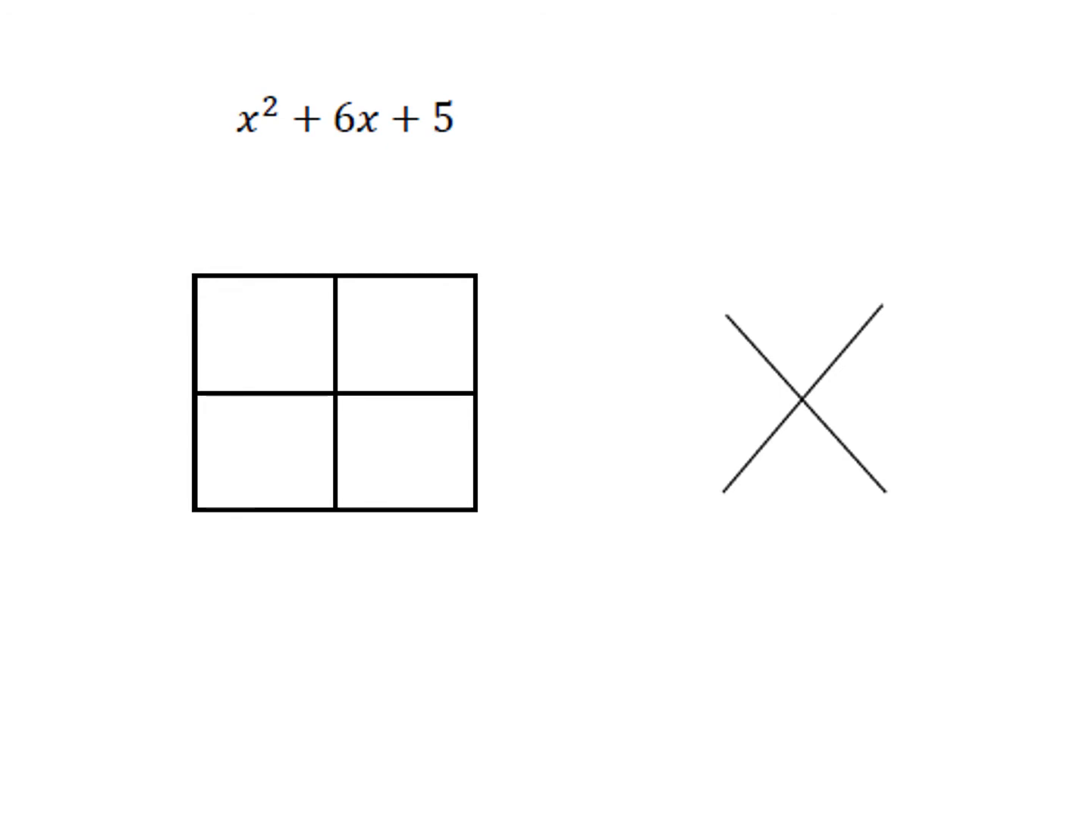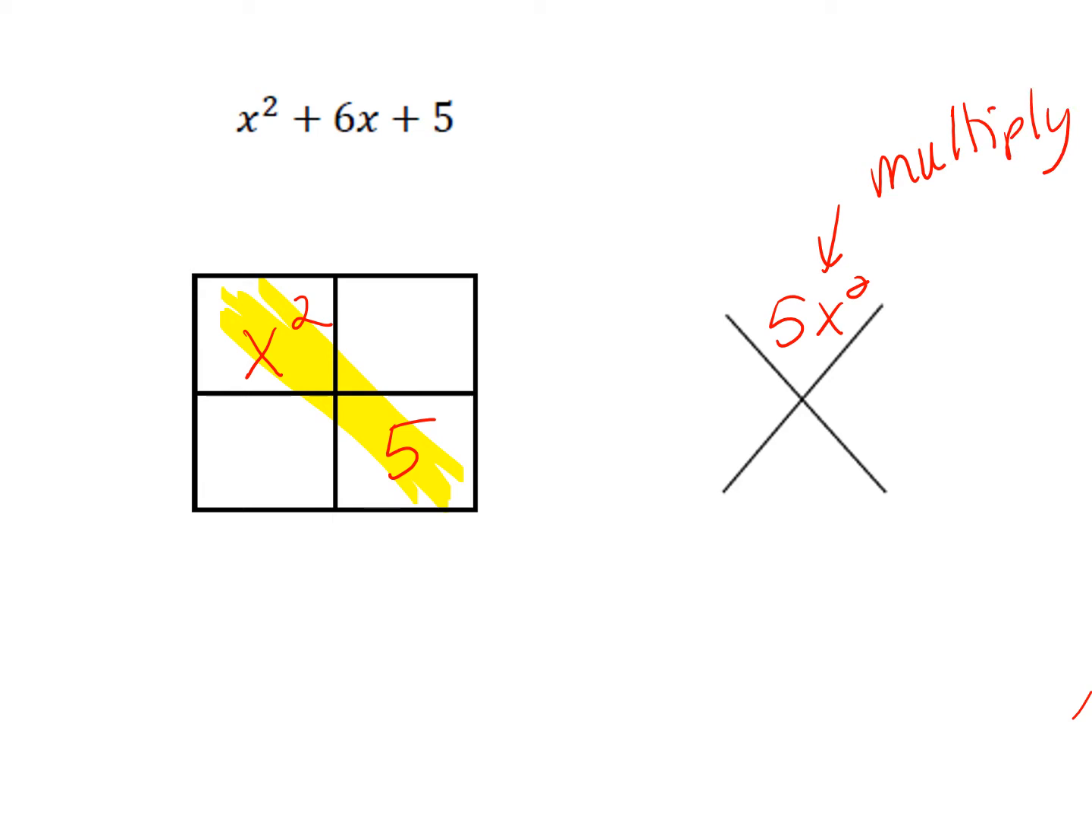x squared plus 6x plus 5. So again, I'm going to start off filling in the top box with the x squared, and in the bottom right-hand corner, that is my constant. Again, we're going to see, looking at this diagonal, what multiplies to give me 5x squared. So I'm going to put that in the top part. So I'm going to know what can multiply to give me 5x squared. And then I want to see what can add to give me that positive 6x.